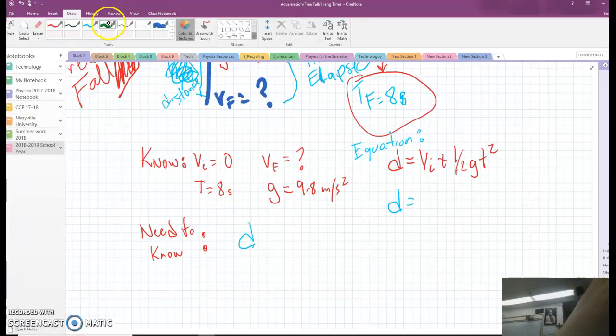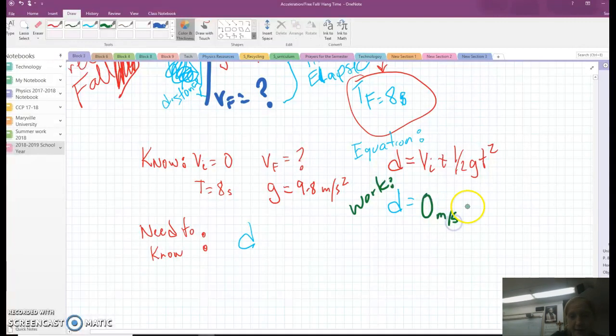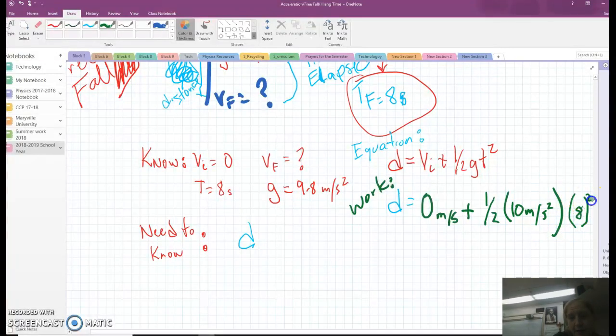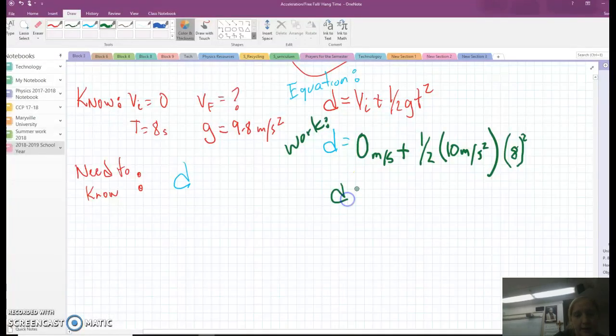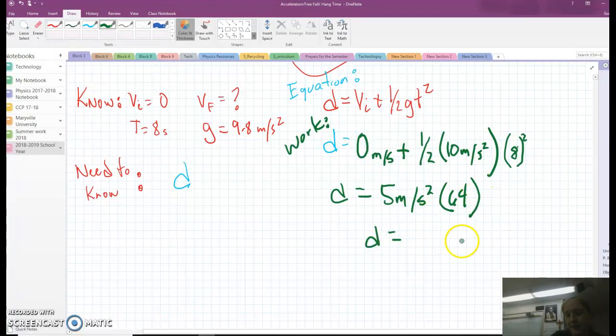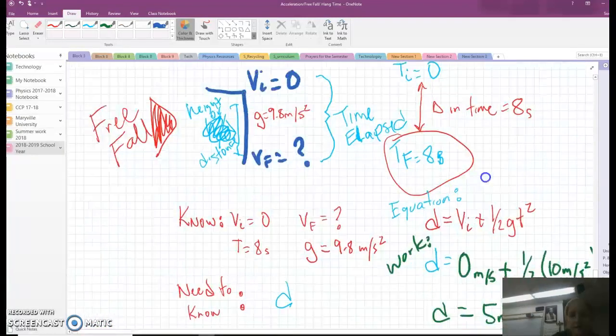It's here. What is my work? Here we go. Distance is equal to 0 meters per second plus 1/2, 10 meters per second for the ease of math, 8 squared. So my next line would be D equals 5 meters per second squared times 8 times 8 is 64. And then D is 5 times 64. I'm not going to pause the video to find that. But that's how you would solve for free fall.